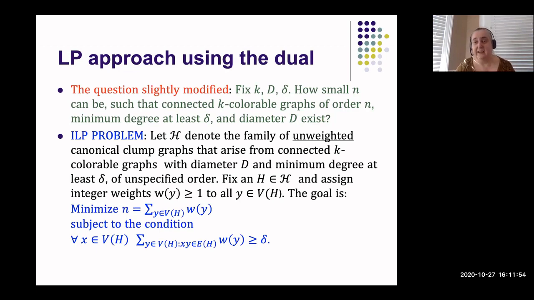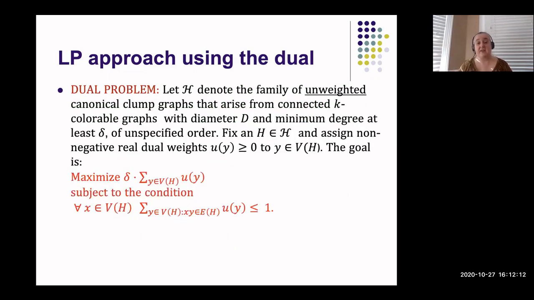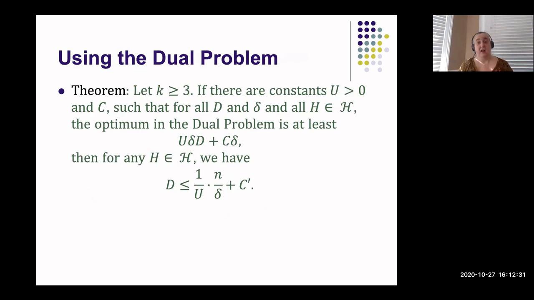Let's even ignore the integer part now. We can consider the dual. The constant terms are all delta. The optimization function has all ones in the coefficients. And the matrix is the adjacency matrix, which if you transpose, you get the adjacency matrix back. So the dual program looks like this. Maximize delta times the sum of the dual weights, subject to the condition that for every vertex, the sum of the weights of its neighbors is at most 1. Fine.